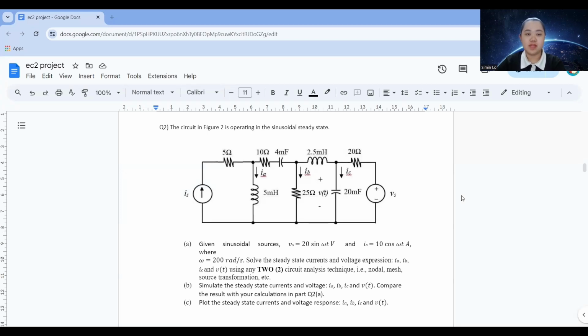My name is Rosimin and my matric number is DE230105, and now I want to present the solution of question 2. Given this circuit, the value of V source is equal to 20 sin omega t and I source is equal to 10 cos omega t, where omega is equal to 200.